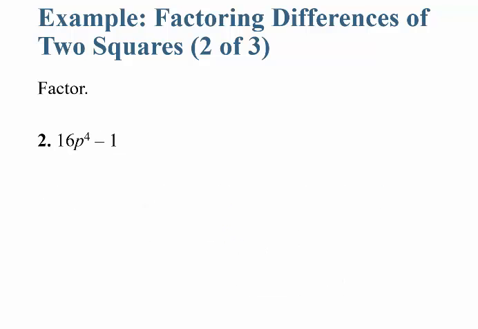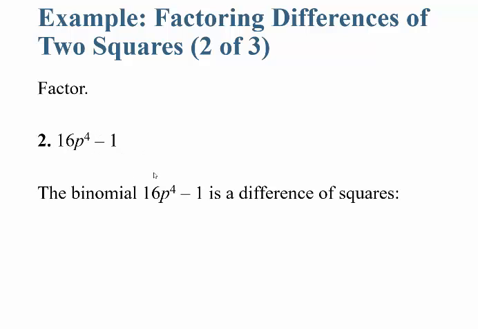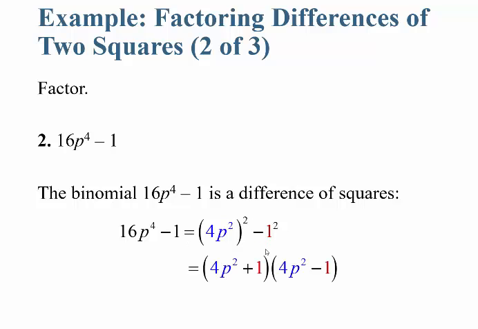All right, let's try this one. Now this is weird. 16p to the fourth minus 1. The binomial 16p to the fourth minus 1 is actually the difference of squares, believe it or not. I can rewrite 16p to the fourth as 4p squared, squared. And obviously 1 is the same thing as 1 squared.